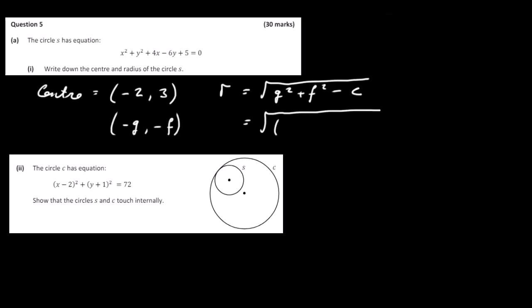So g is actually 2, so we're going to put 2 in here, and f is minus 3. C here is 5, the C is the plus 5, but we've got to change the sign. So when you work that out, you should get 2 root 2 or the square root of 8. Let's have a look at part 2.